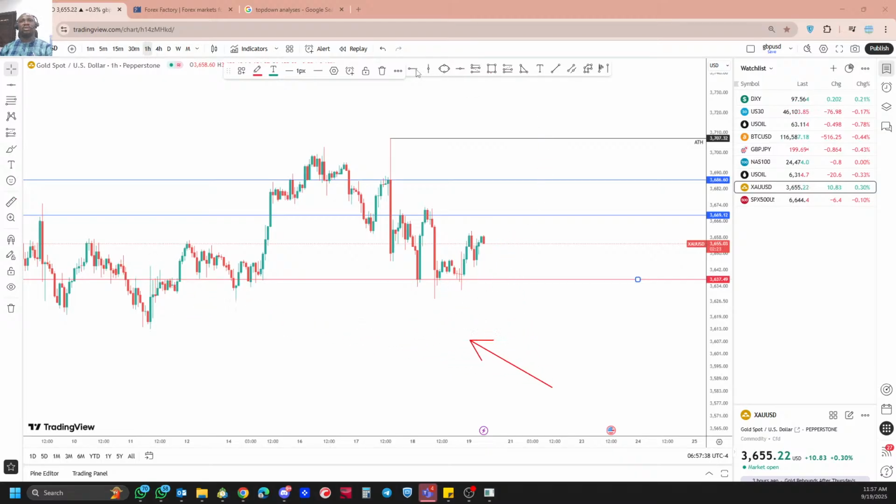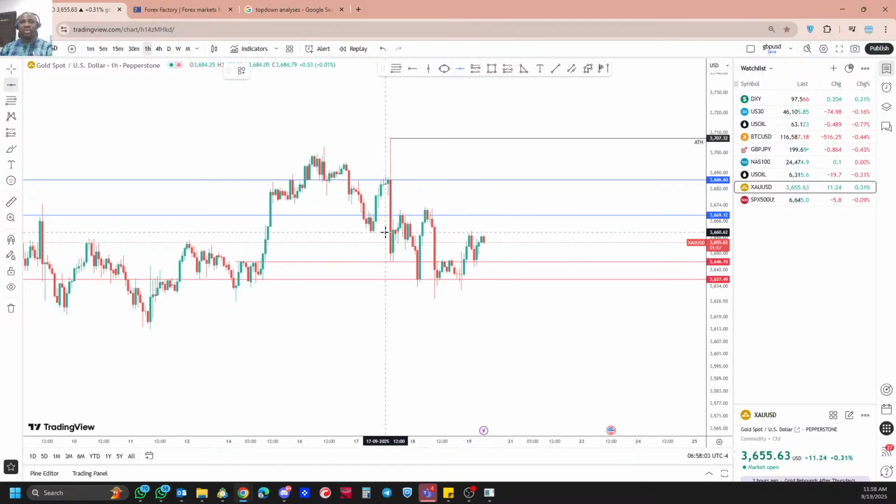And rightfully, you will be whispering that there is also one around here. Agreed. So we can use that. And you can even extend it. If you look at the extension, we could extend it over to this level. You see the reactions? And you see what price did once price got there again, bounced off it.